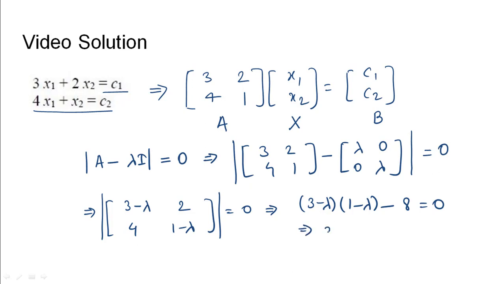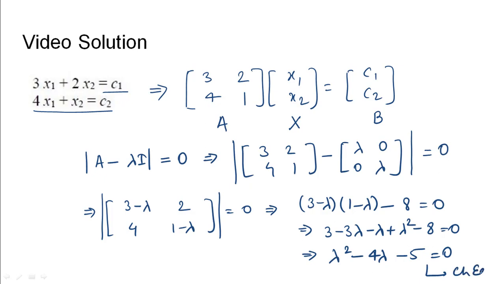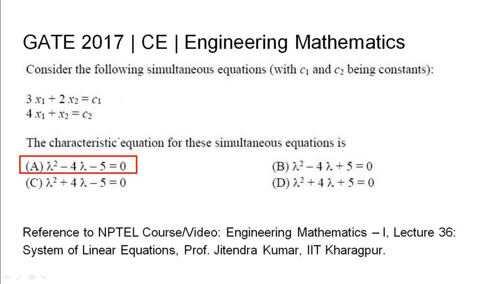This would turn out to be 3 minus 3 lambda minus lambda plus lambda square minus 8 equals 0. Rearranging the terms, we would get lambda square minus 4 lambda minus 5 equals 0, which will be our characteristic equation for the system of equations. So the characteristic equation for the simultaneous equations is lambda square minus 4 lambda minus 5 equals 0, which is option A. The relevant NPTEL reference is cited.